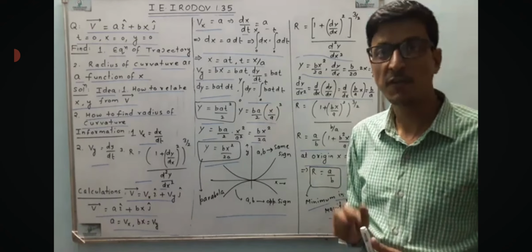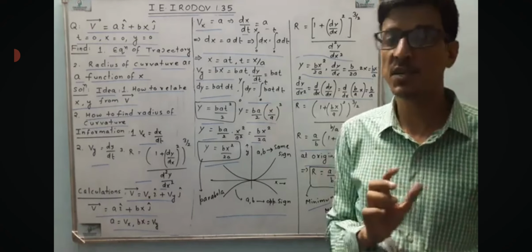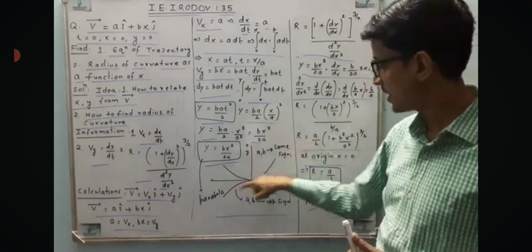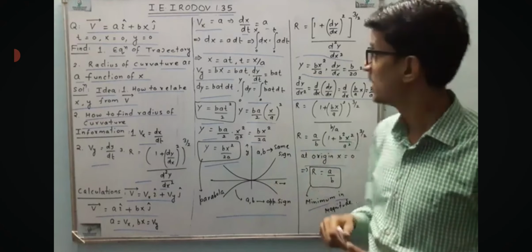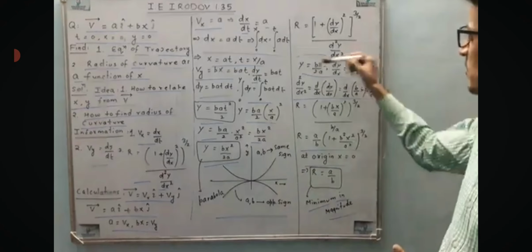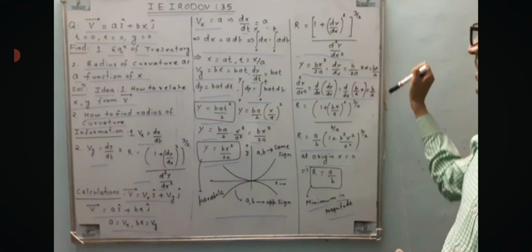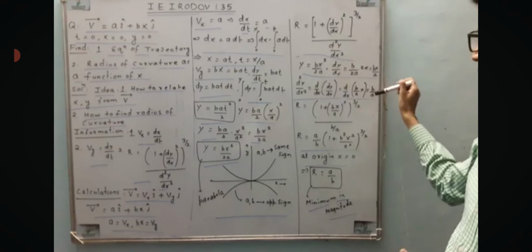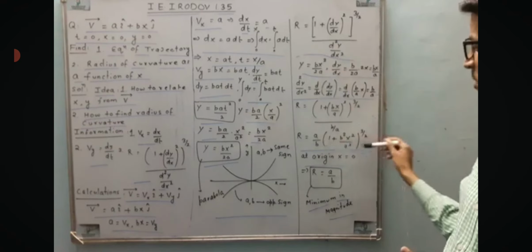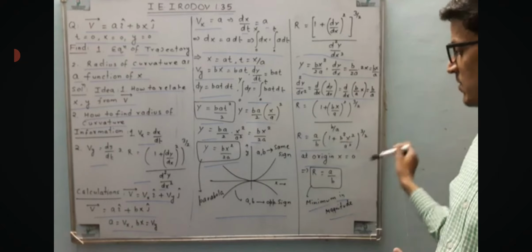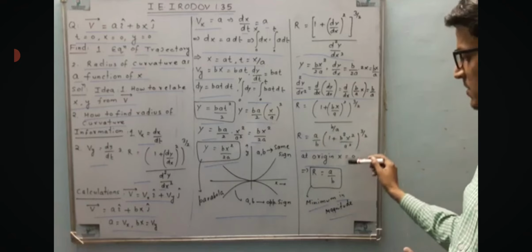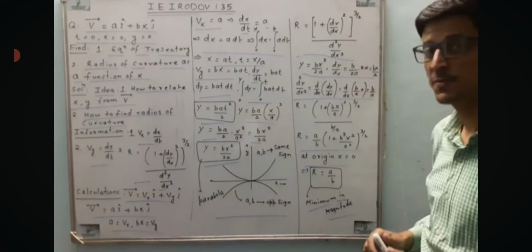If ab is positive, that is, they have the same sign, it will turn upward. If they have opposite sign, it will turn downward. Now talking about the radius of curvature: dy by dx is bx by a and d square y by dx square is b by a. So substituting the values, we have this as the radius of curvature. At origin x is 0, so radius of curvature is a by b, which is minimum in magnitude.